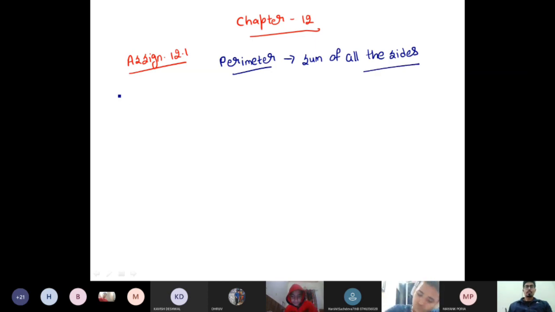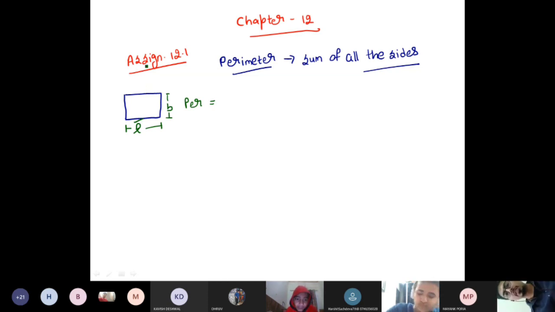Students, if I take a rectangle like this, and I take the length as L and breadth as B, what will be the perimeter? Perimeter will be 2L plus 2B. All of you know this formula, but let's discuss how we get this formula. This is L, so this will be L also, because the opposite sides of a rectangle are equal. So this will be B now.